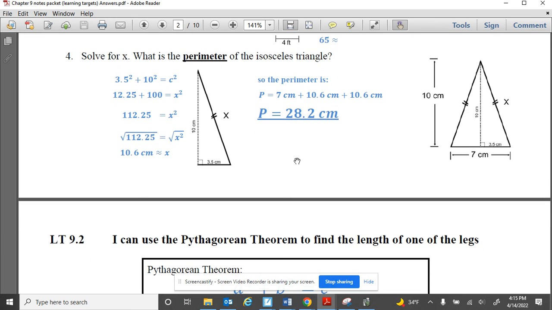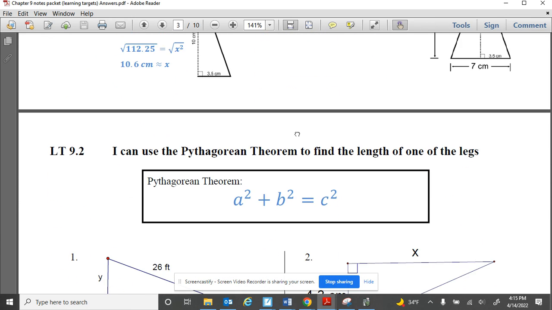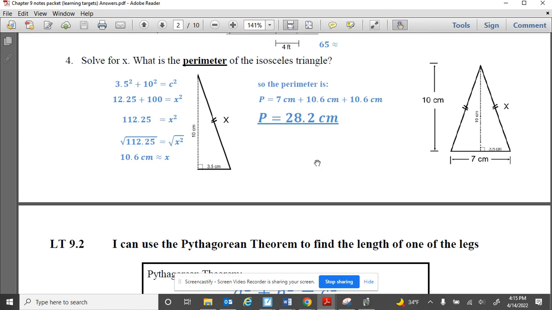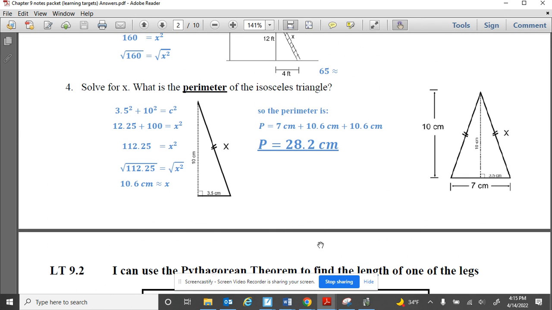And next lesson, we're going to be looking at the Pythagorean theorem again, but this time to solve for one of the missing side lengths. So go ahead and finish that and work on your homework.